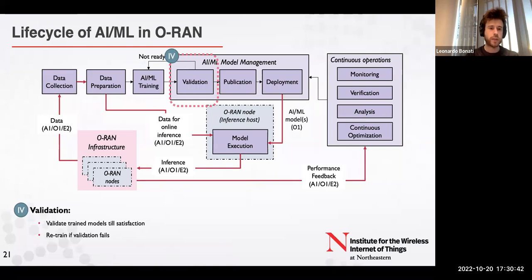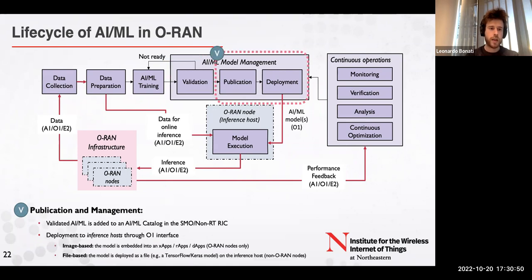After this, we have what is called data validation. After training, you validate and check that your model performs as you expect it to. And then we have what we call a publication and management step, where you take the validated model and add it to your catalog of models, the list of all the models that you have, contained in the SMO and in the non-real-time RIC. This model later on will be deployed on the actual component where it needs to run through the O1 interface that I was mentioning before.